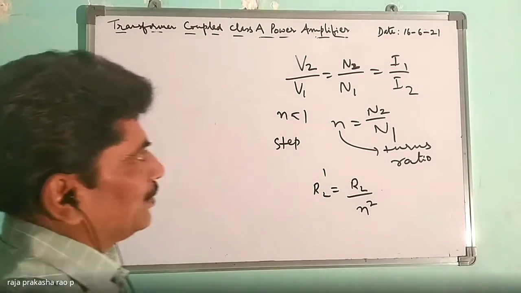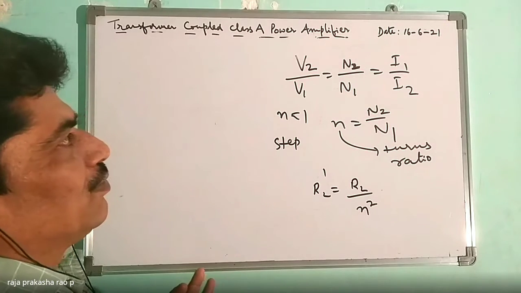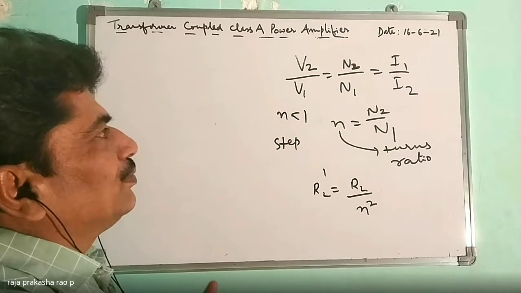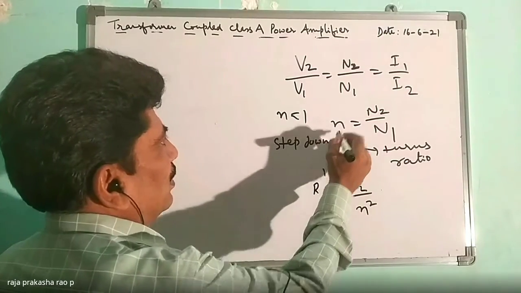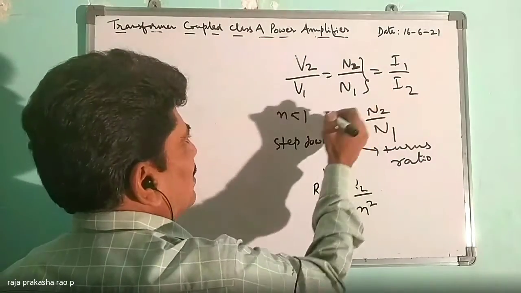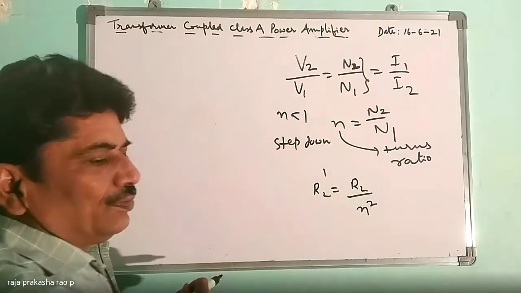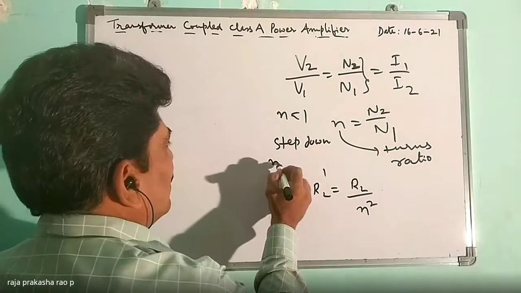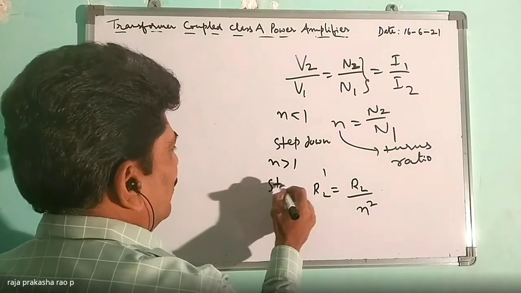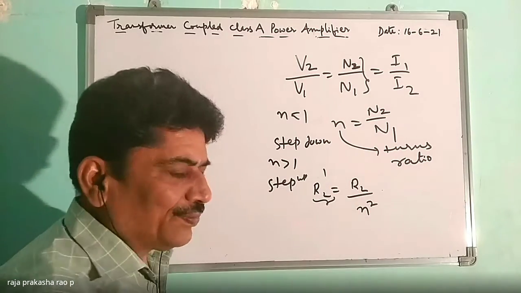N is less than 1. If N is less than 1, is it step up or step down? Step down. Good. Here, if N is less than 1 means N1 is greater than N2, so it is step down. If N is greater than 1, it is step up transformer. And what is this RL dash?